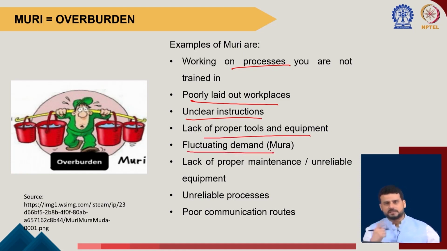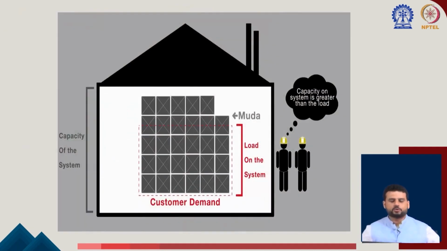Fluctuating demand is Mura, right? If demand fluctuates, sometimes there is no demand and then suddenly demand will come, so overburden will be there. Lack of proper maintenance will lead to overburden. Unreliable processes and poor communication, because you could not identify how much demand there could be for maybe the next few months.